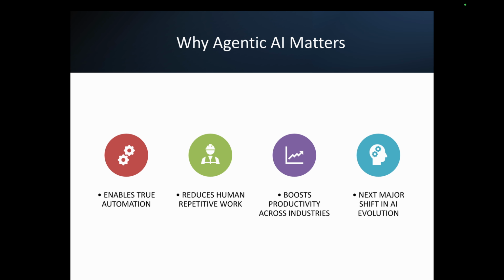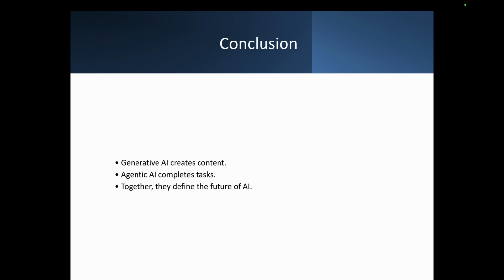However, for creating that agent, we will require human resources. So it is not that we will be reducing human effort. No, it is not like that. But yes, there will be some significant drops, because of the repetitive work they are doing. It helps organizations boost their productivity. It's a major shift which is happening in AI evolution. So that is why agentic AI matters, and that is why we are always hearing this buzzword agentic AI.